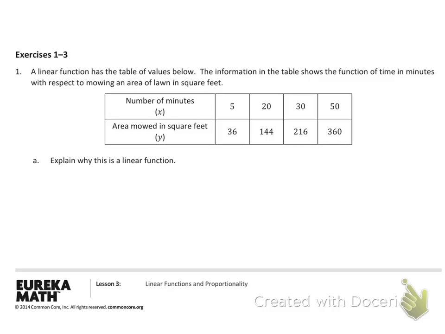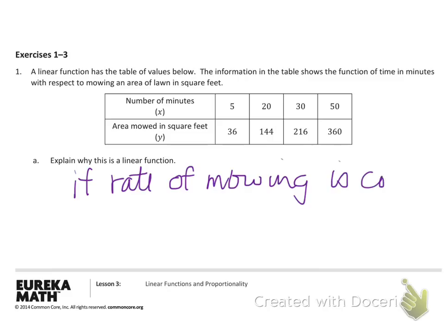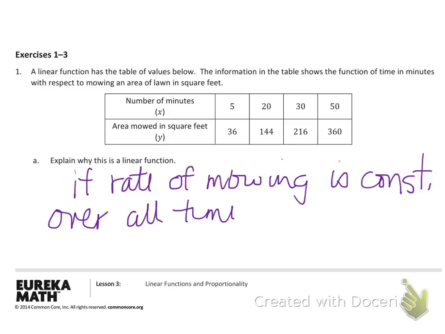It's going to be a linear function if the rates are constant. So it's a linear function if the rate of mowing is constant over any time interval, over all time intervals, we'll say. Okay? And these next couple of exercises are going to walk us through that constant rate. So let's look at that.